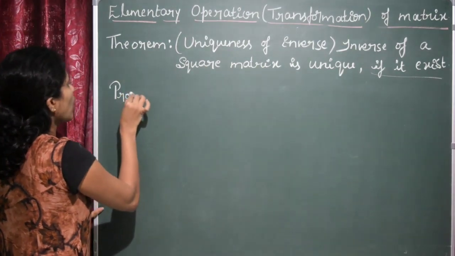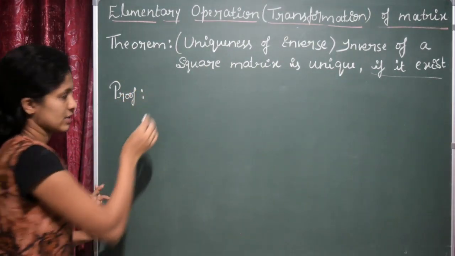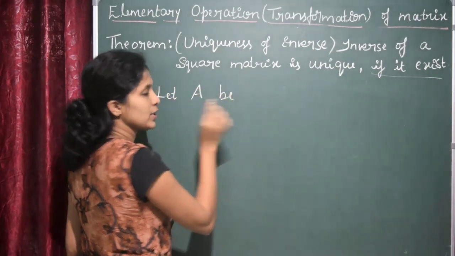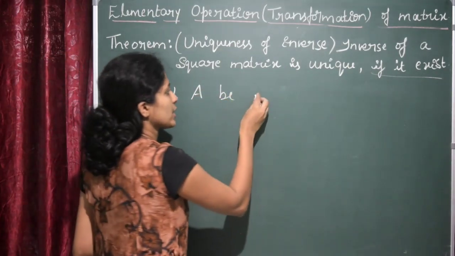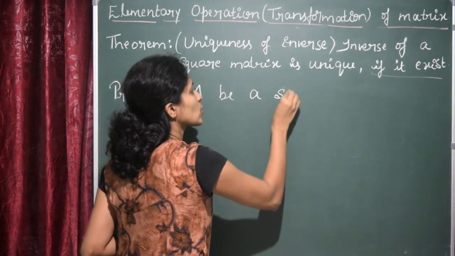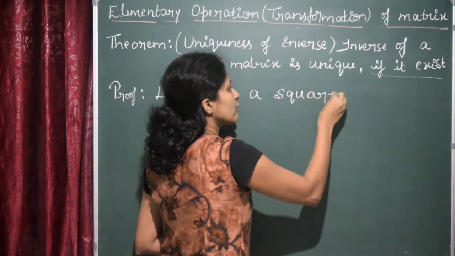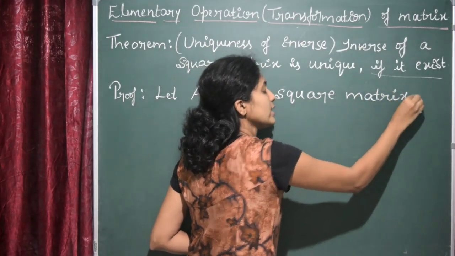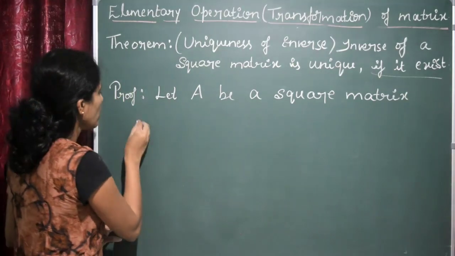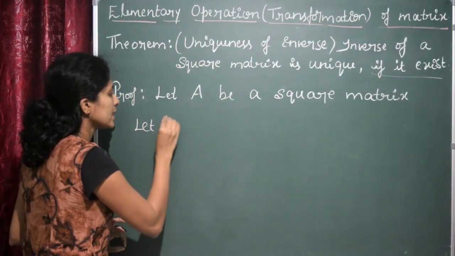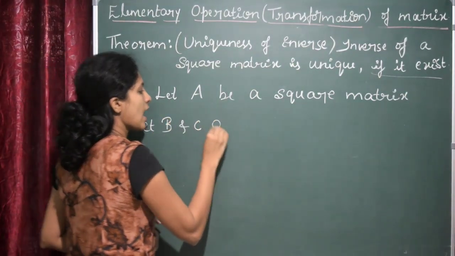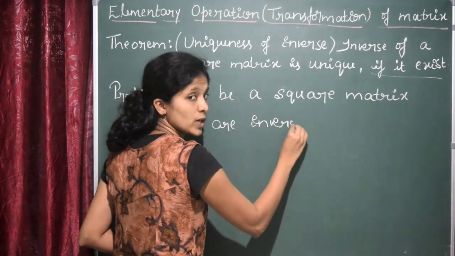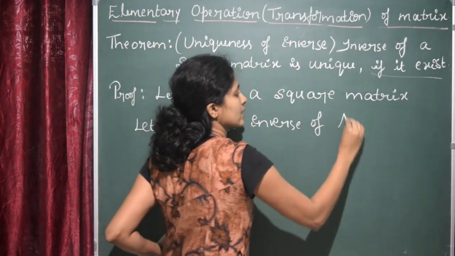Proof is simple. Okay, we'll consider one square matrix. Let A be a square matrix. You know that inverses exist only for a square matrix. So let A be a square matrix. Clear? We have considered A is a square matrix, and we have to prove that there is only one inverse for A. Now let me consider B and C are the two inverses of matrix A. Is it clear?